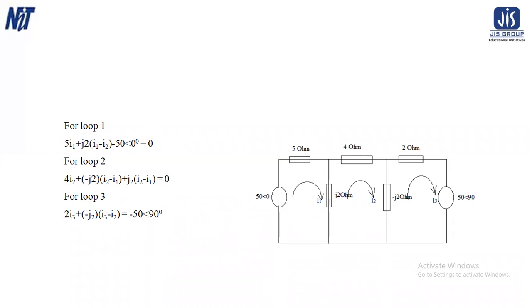So how is it happening? Look, the direction of current totally depends on the user. So this is I1, this is I2, this is I3. It is not necessary that you consider the current in this direction. It totally depends on the user. You can consider the current direction like this. No problem with it.